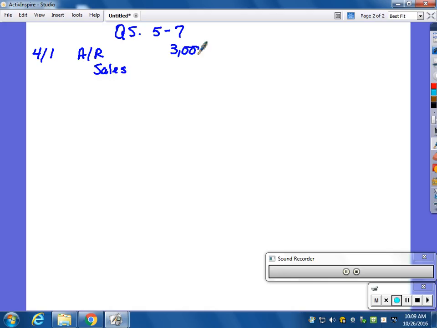3,000. They gave it to you, so you didn't have to really calculate it. And then the next part of this, to account for the cost of that sale, which also happens on April 1st, we debit what? Cost of goods sold, right? And credit what? Merchandise inventory. And just to give you, how much did it cost them? 1,800. Just to refresh you from last week.